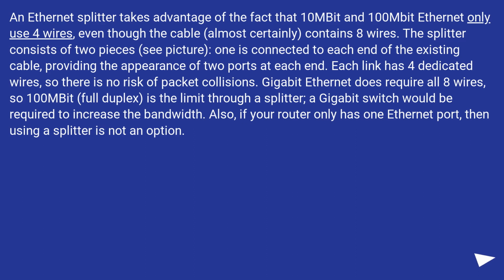Gigabit Ethernet does require all 8 wires, so 100-bit, full duplex, is the limit through a splitter. A gigabit switch would be required to increase the bandwidth. Also, if your router only has one Ethernet port, then using a splitter is not an option.